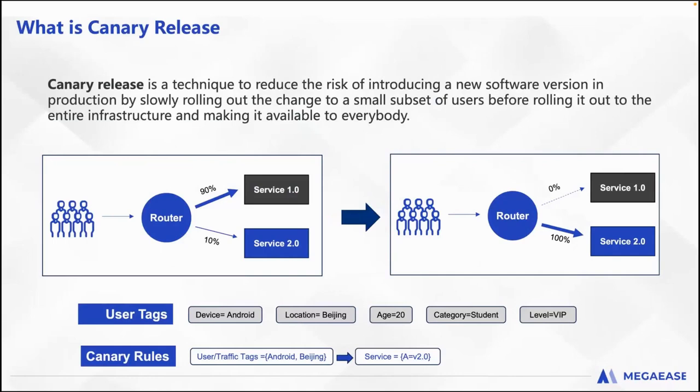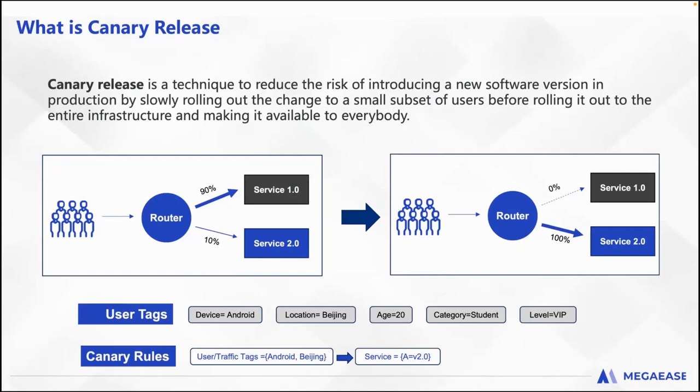Canary is a technique used to reduce the risk associated with releasing new versions of software. The idea is to first release a new version of the software to a small number of users and then gradually iterate through the upgrade. For example, in this diagram, we test 10% of the traffic first, then gradually move more traffic to the new version, and finally the old version is cleared and taken offline.